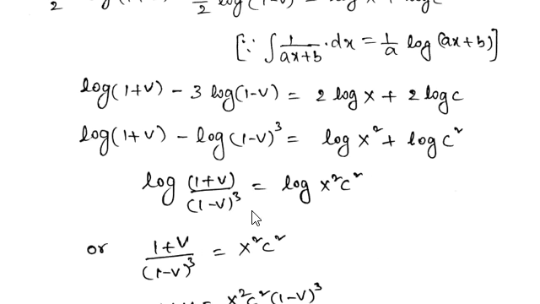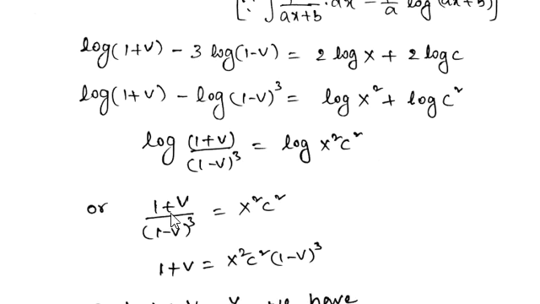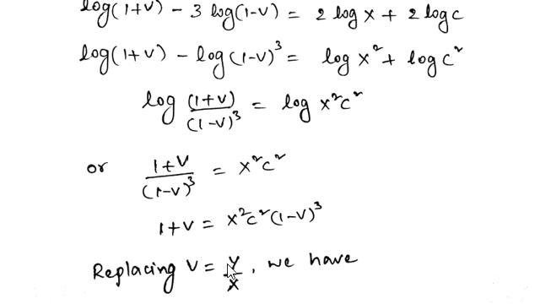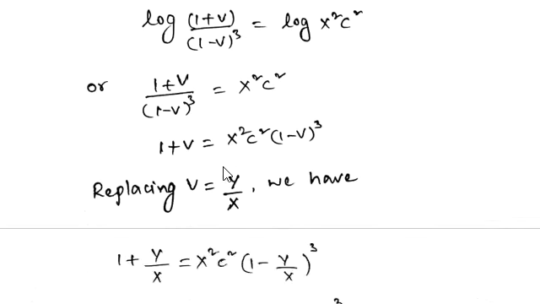Or you can cancel log here, and you can just write 1 plus v by 1 minus v whole cube is equal to x square c square, or 1 plus v is equal to x square c square into 1 minus v whole cube. Replacing this v by capital Y by capital X, because we have taken y is equal to v into capital X, such that we can write v is equal to capital Y by capital X here.